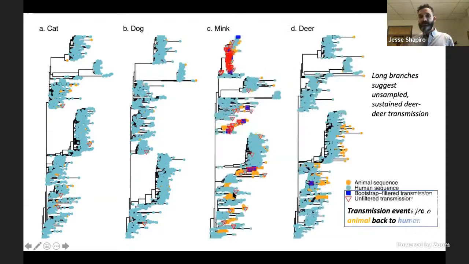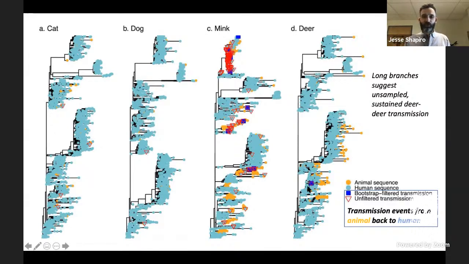When you look at mink and deer, things start to look a little bit more interesting. So even with the bootstrap filter, we see a lot of unfiltered transmissions, but it's a bit hard to read. But you can see there's also some of these blue squares that are very well supported parts of the tree where it was pretty clear that there was a mink ancestor that then gave rise to human sequences, and this is supported well with bootstraps.